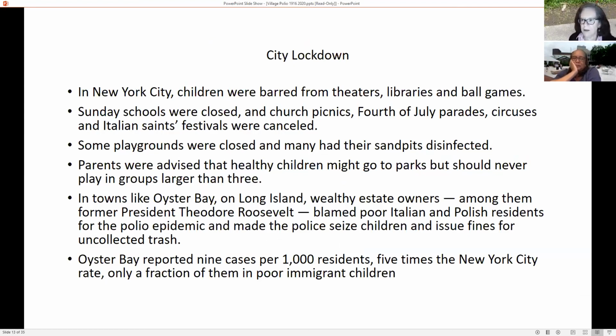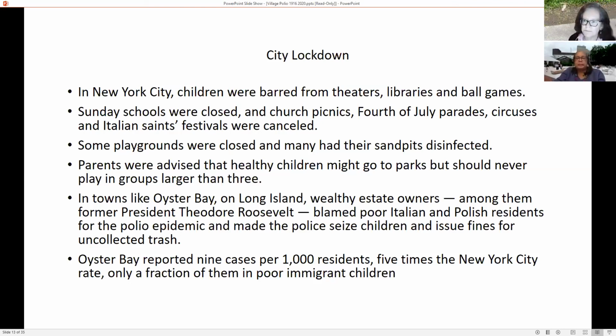Children were barred from public spaces like theaters and libraries and ball games. A whole range of family events were canceled by the public health department, and particularly ones that were seen as more likely to involve immigrants. So circuses, Italian saints festivals, and so on. A number of playgrounds were closed, and some that were not closed had their sand pits disinfected, right, so that the children would be playing presumably in clean sand.